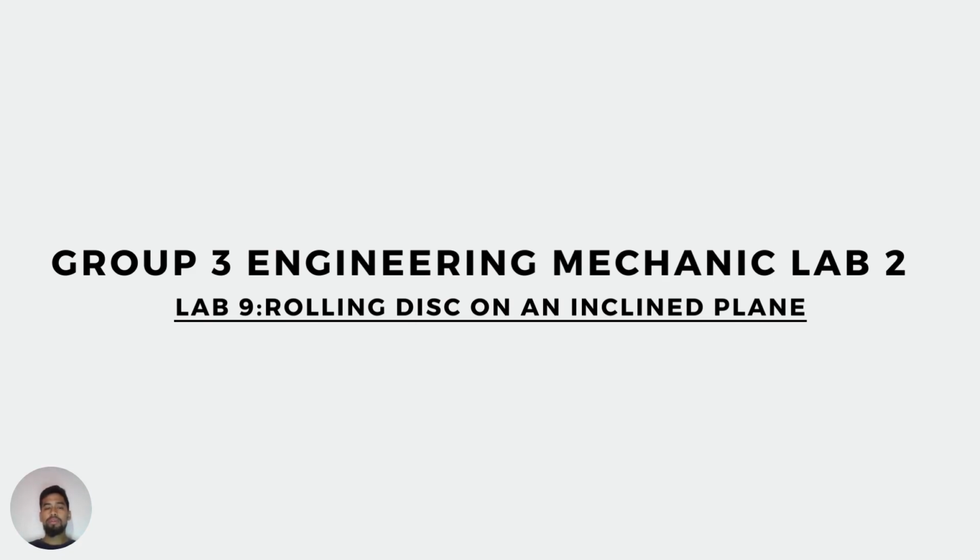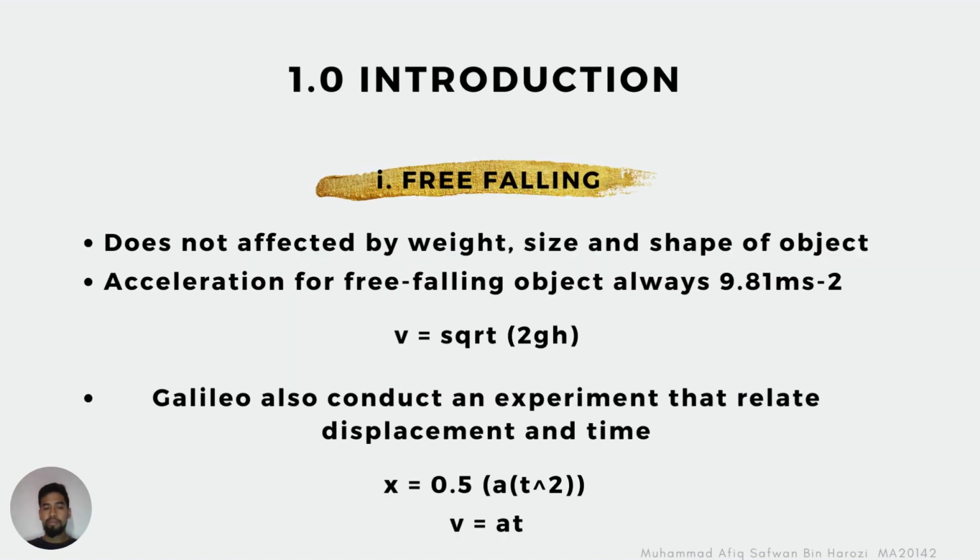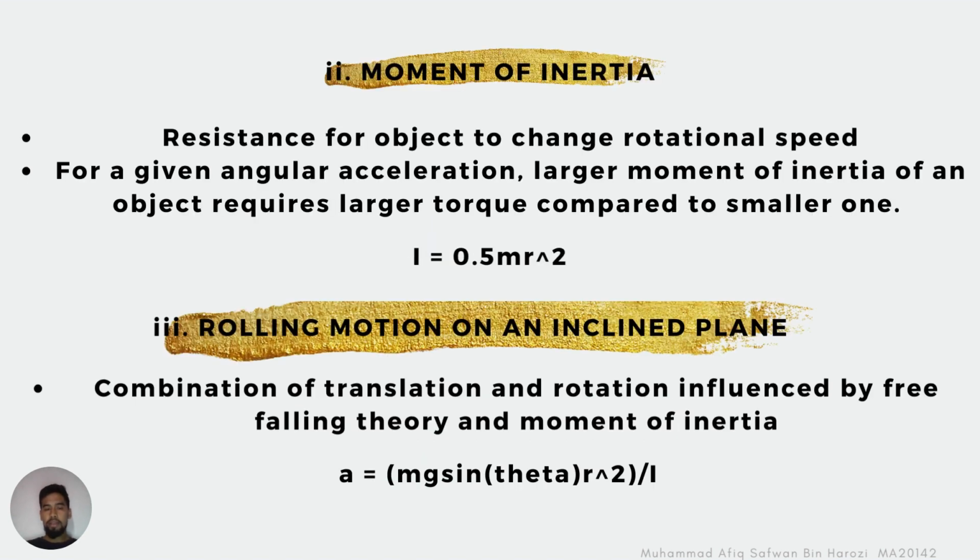So today we are going to present about Lab 9, rolling disc on an inclined plane. For the theory part, we will include two types of theory. The first one will be free falling, and the second one will be the moment of inertia.